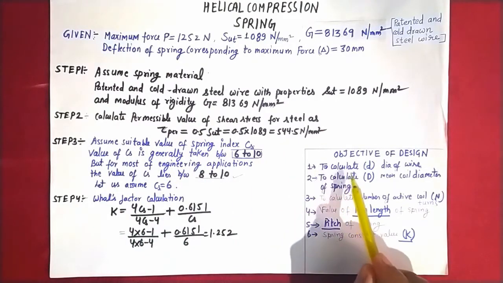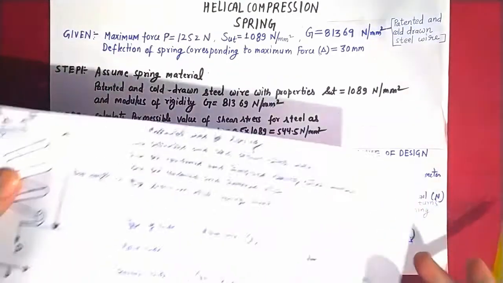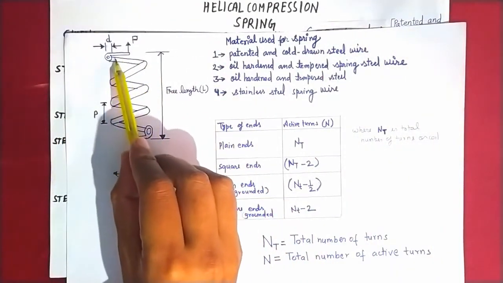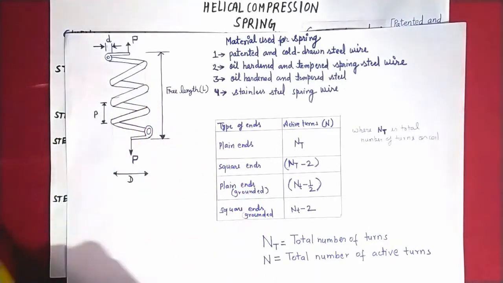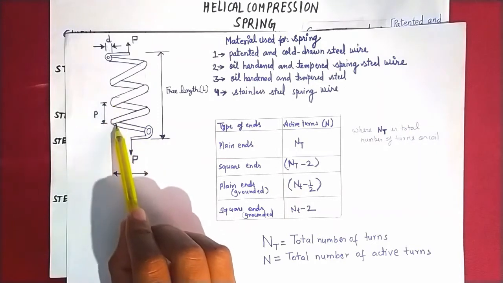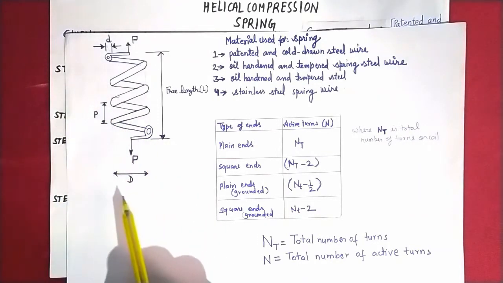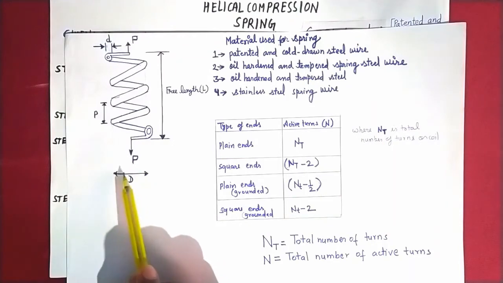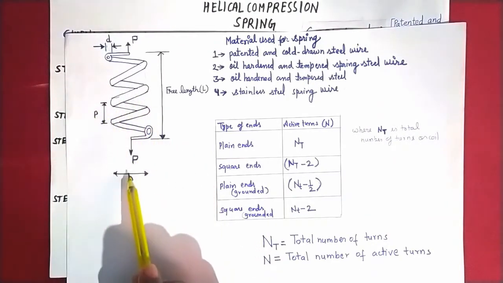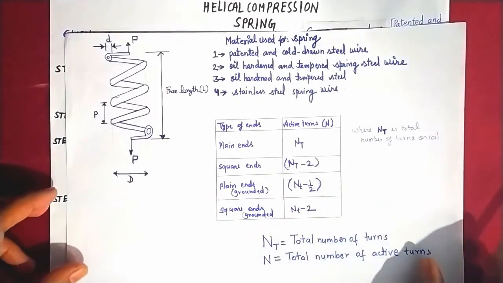Now first of all, let us see what we need in the design procedure of helical compression spring. We have to calculate the diameter of the wire of the spring. If this is the spring, then we have to calculate the diameter of the wire of which the spring is made, and we have to determine the pitch of the spring, that is the distance between the consecutive coils. We also have to find out the mean coil diameter of each coil, denoted by capital D here. So we have to find out these things.